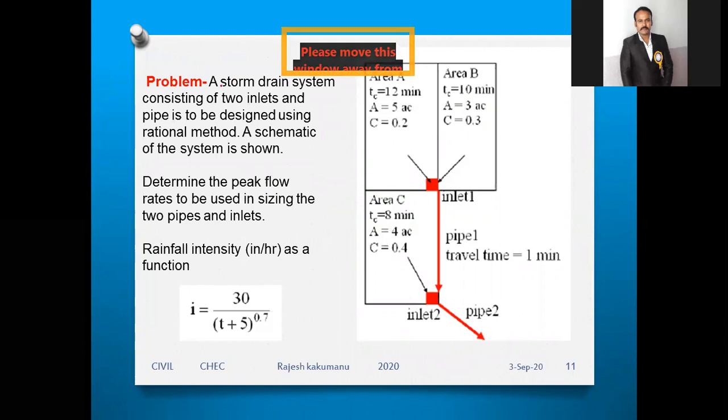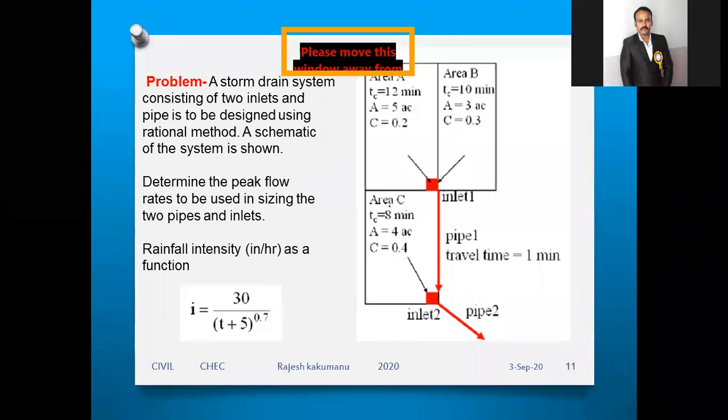Now see the first one. These are the three areas in the given question. In area A, the time is 12 minutes, the area is 5 acres, and the runoff coefficient is 0.2. In area B, the time taken is 10 minutes, area is 3 acres, and C is 0.3. In area C, Tc is 8 minutes, area is 4 acres, and C is 0.8.